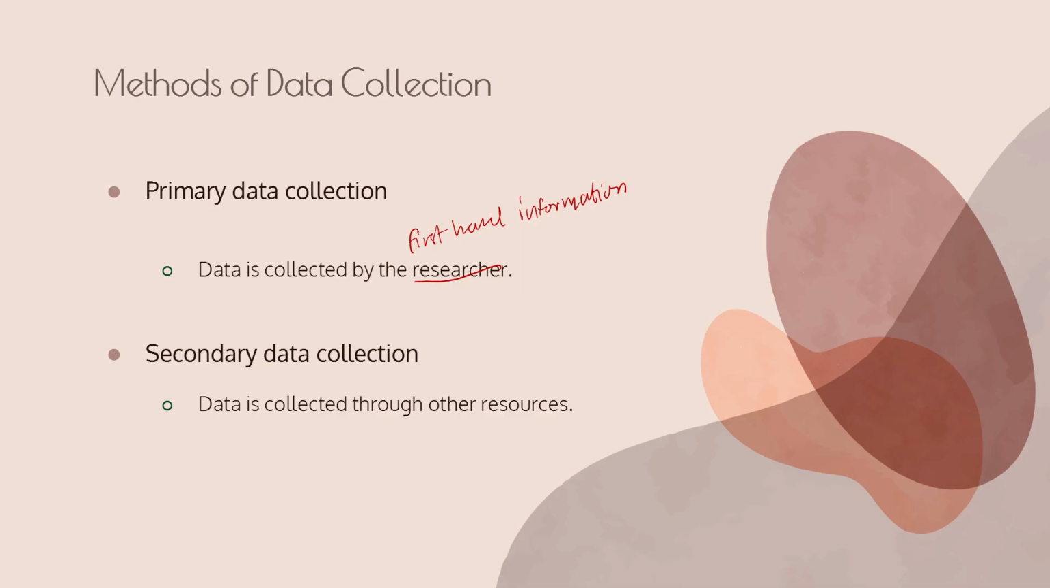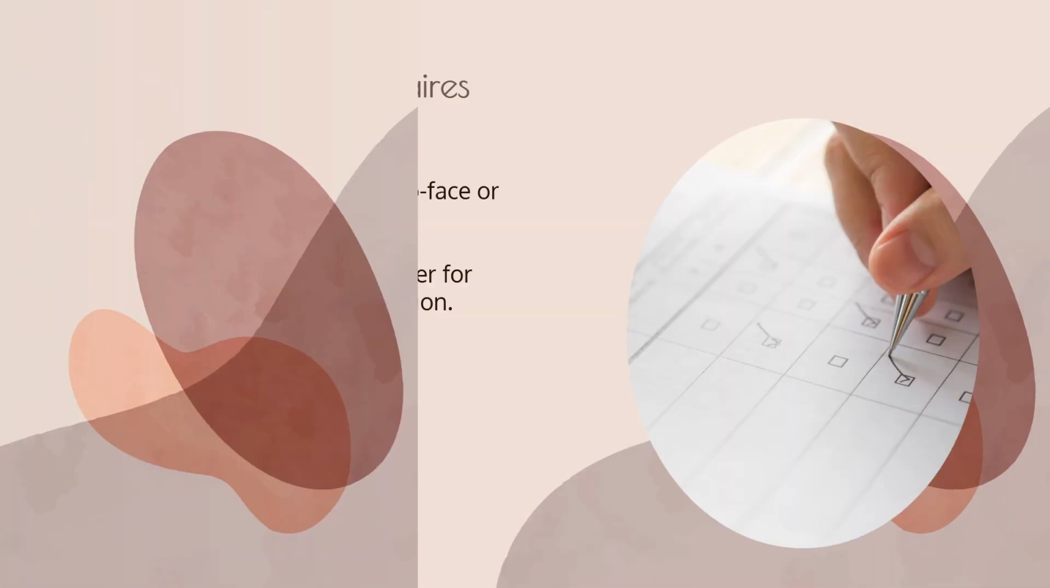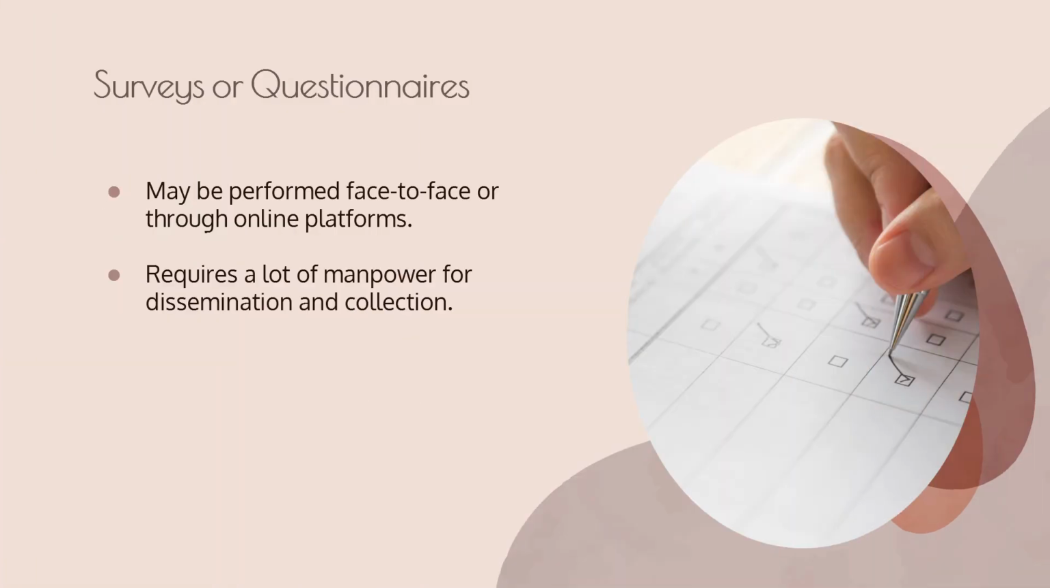And then you have your secondary data collection, which is data collected through other resources. We can collect through articles, published journals, news sources, publicly available information, or even government institutions. But let's start with discussing our primary data collection. Starting with perhaps the most common form of data collection, your survey or your questionnaires.